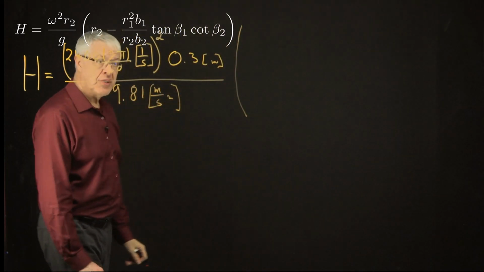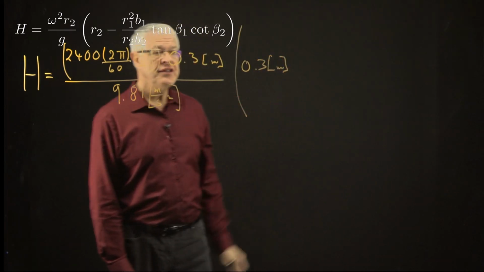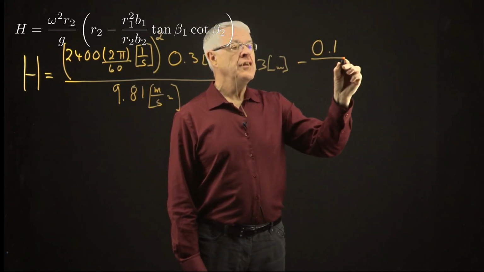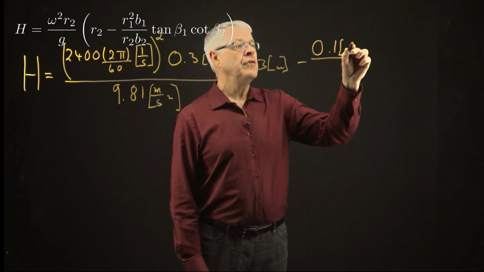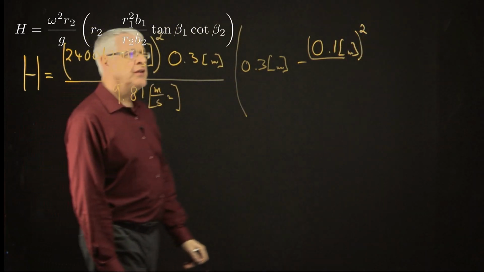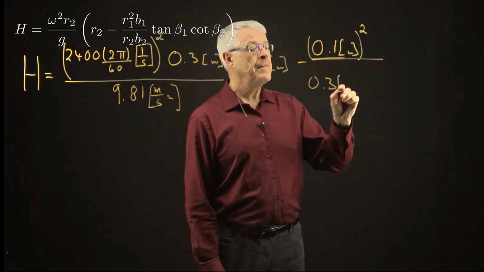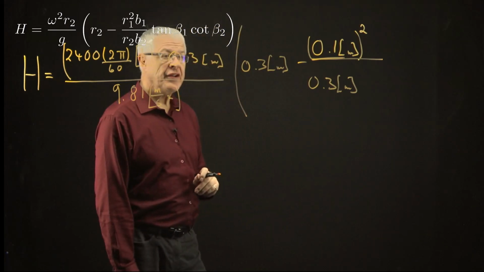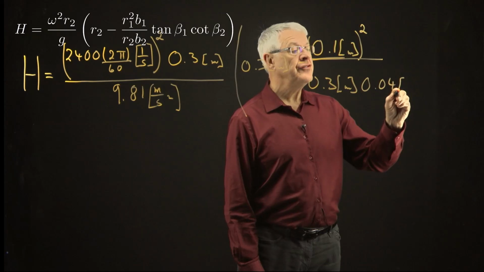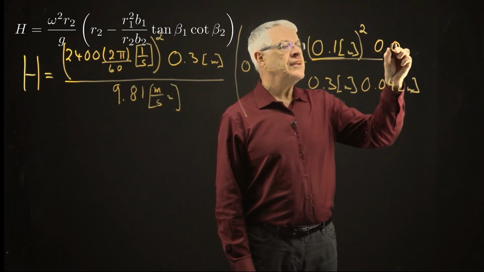And then all that's multiplied by R2 again. So 0.3 meters, that's the outer radius of the impeller, minus R1, which is 0.1 meter, and that's squared. So that's our R1 squared divided by R2, which is 0.3 again. And in the denominator is also B2, which was 4 centimeters, 0.04 meters. And then B1 in the numerator is 0.08 meters.